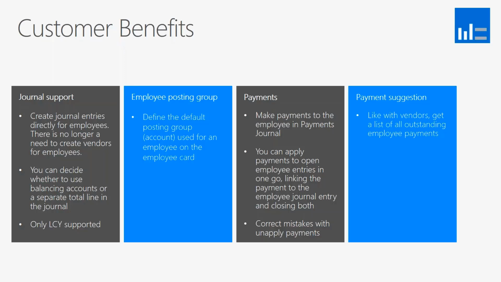This means we can make payments to the employee using a payment journal. We can make payments to any open employee entries, and finally correct any mistakes on applied entries. So just like a vendor, just like a customer, through the use of all those respective journals, we have the same strengths and abilities to do that here within the employee umbrella.